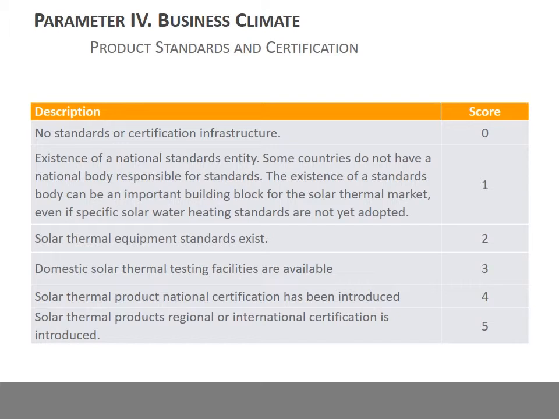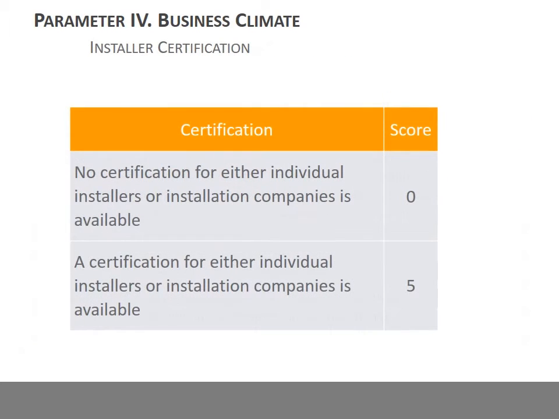As can be seen in the table, a score of 3 indicates that a country has a national standards entity, solar water heating equipment standards, and solar water heating testing facilities. The introduction of a solar water heating product certification will earn a score of 4 or 5 depending on whether it is a unique national system or part of a broader international system.